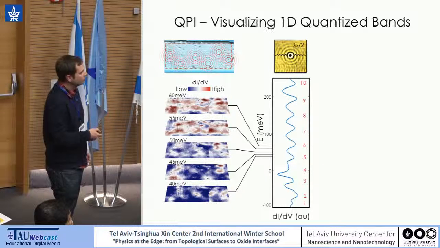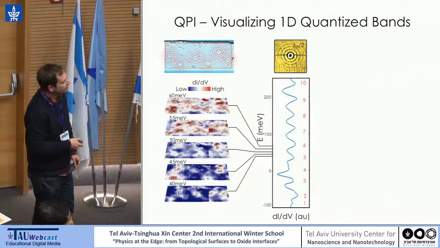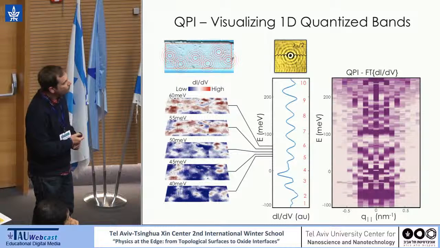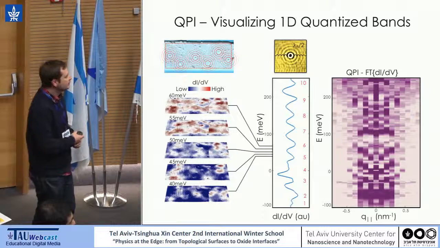This is the spectrum as we've seen before. We just flattened it by subtracting the background. So we can again enumerate the quantized bands. And of course, if we do a Fourier transform, we can see the dispersing bands, 1D dispersing bands in these nanowires.